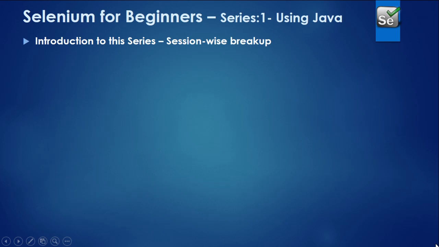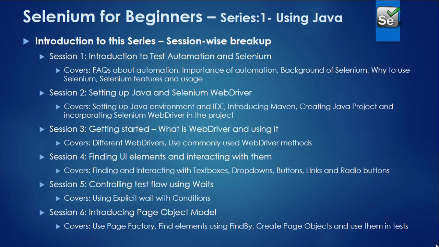Following is the session-wise breakup of this 6-part series. We'll start off with the very introduction of test automation and Selenium, then we'll set up our Java environment and Selenium WebDriver. Next up, we'll explore a variety of topics related to Selenium, like what WebDriver is, what the object recognition mechanisms available in Selenium are, what waits are, and lastly, what a page object is and what the page object model actually is.